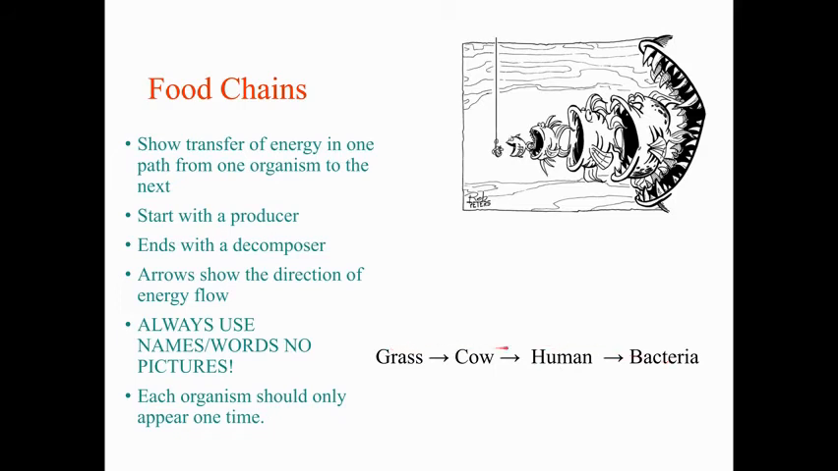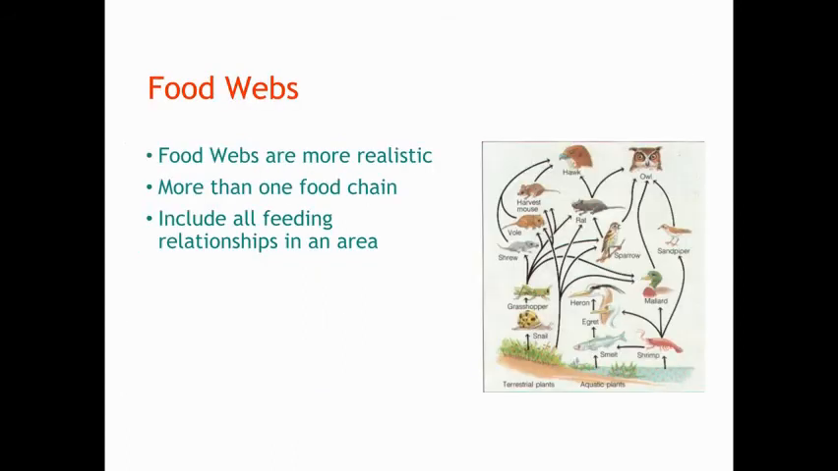Please always use words and not pictures because it's easy to tell what you're trying to represent when you use a word. Sometimes it's more difficult with pictures. And each organism should only appear once. We know that there's not just one path of energy flow in any ecosystem, and this is why we have a more appropriate model for showing ecosystems called a food web.